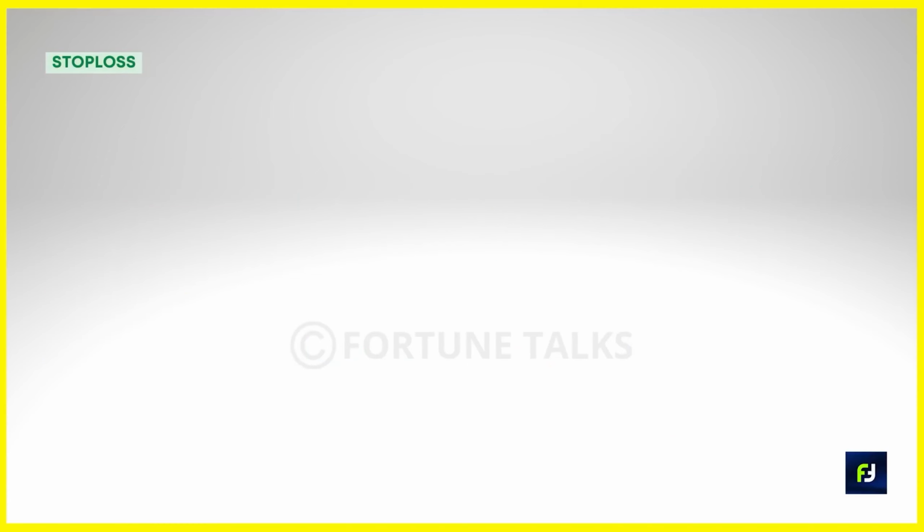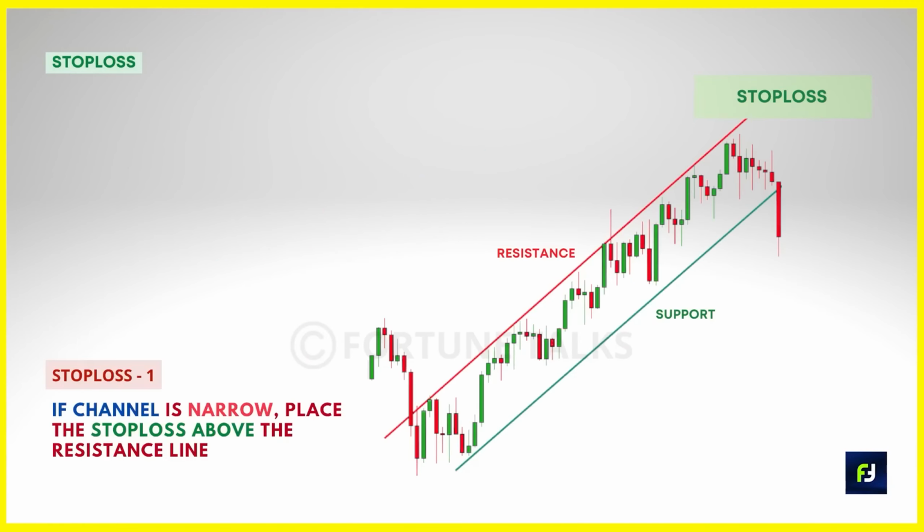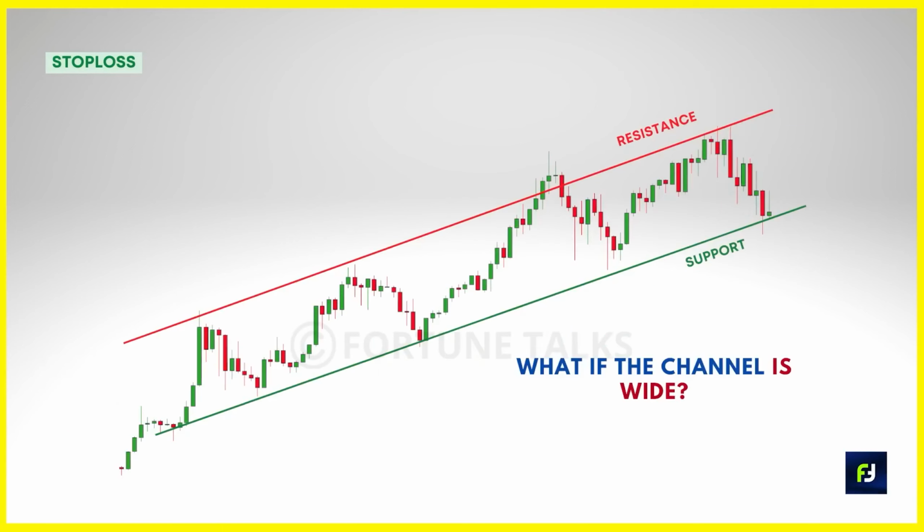Moving on, let's learn how to place your stop loss. We will discuss the stop loss for a breakdown below the support level. The stop loss of the channel pattern will depend upon the width of the channel. If the channel is too narrow, then we can think about placing the stop loss just above the upper trend channel line. But if the channel is too wide, then we need to think about a different stop loss, because if we place it above the trend channel line like before, the reward to risk ratio will be severely affected.